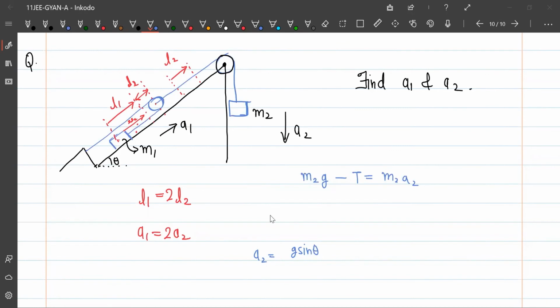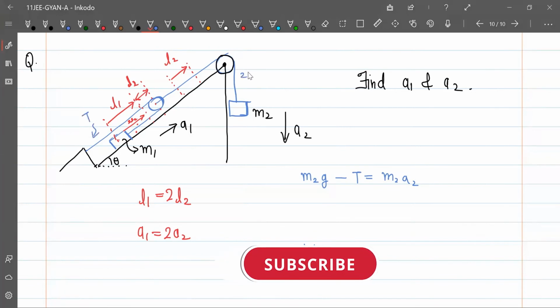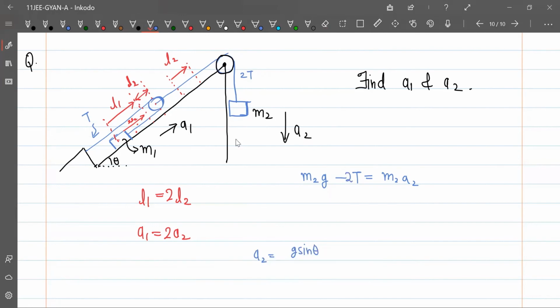I'll write the equations first. So M2G minus T, that will be M2A2. अच्छा इसमें अगर मैं टेंशन T ले लेता हूँ तो यहाँ पे टेंशन 2T हो जाए. So here I should write 2T. और यहाँ पे हो जाएगा T minus M1 G sin theta, that should be equal to M1 A1. Okay, इसको सॉल्व करना है तो फर्स्ट इक्वेशन को 2 से मल्टीप्लाई कर देंगे एंड देन विल ऐड देम अप.